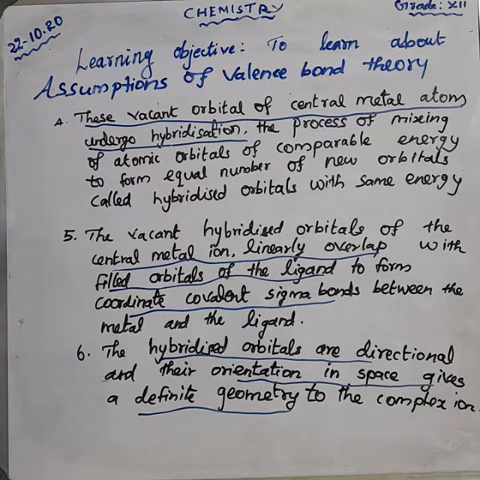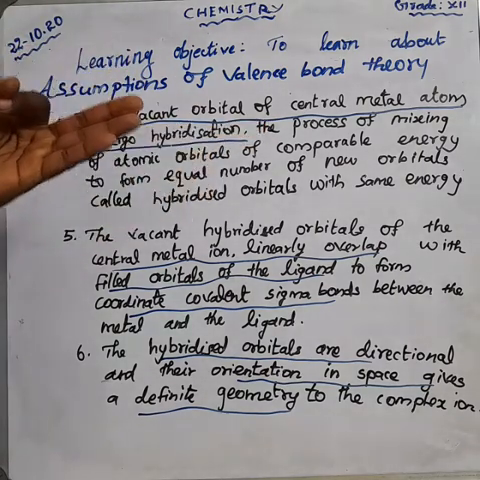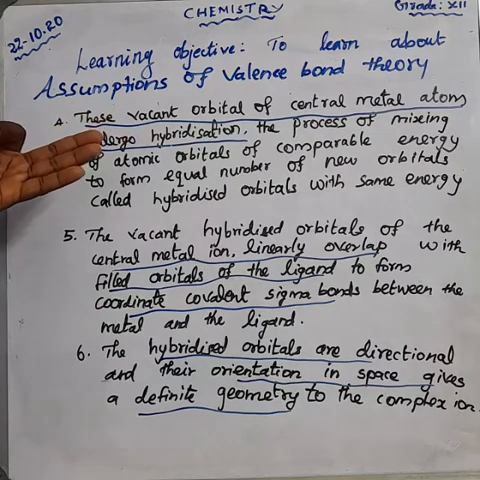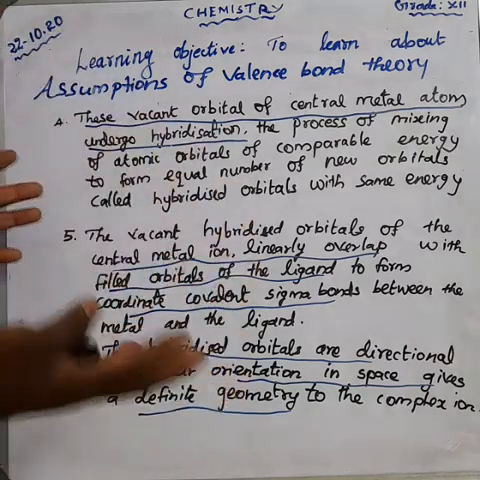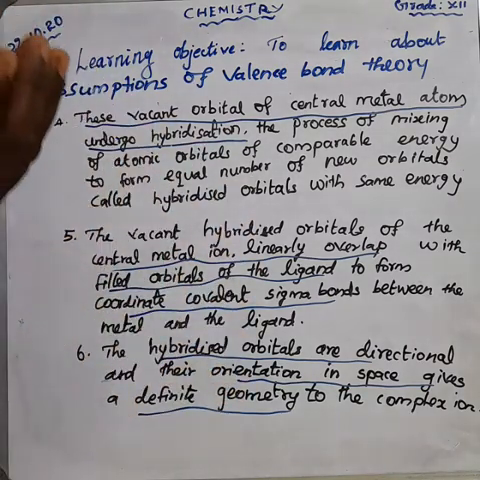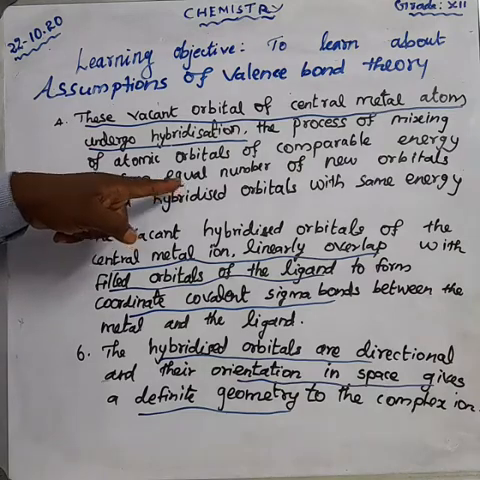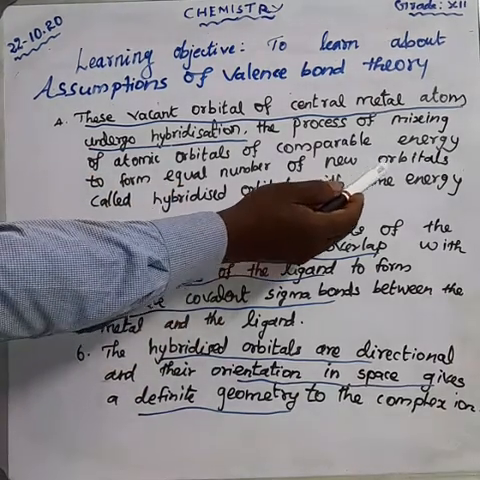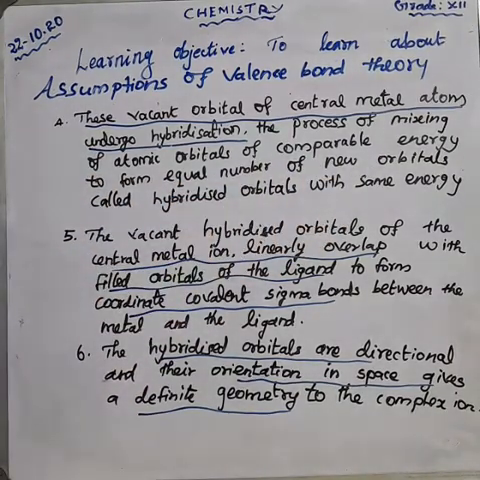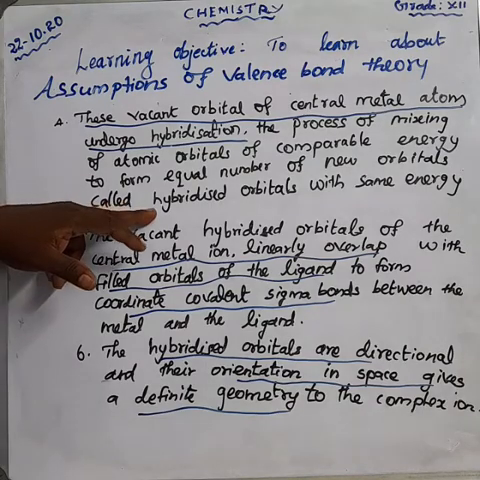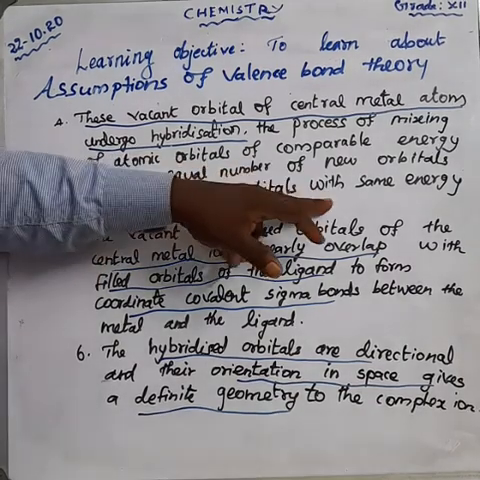What is hybridization? The process of mixing of atomic orbitals of comparable energy. What is the meaning of comparable energy? Almost equal, not exactly equal, comparable energy. Atomic orbitals of comparable energy form an equal number of new orbitals, called hybridized orbitals, and their energy is also the same.